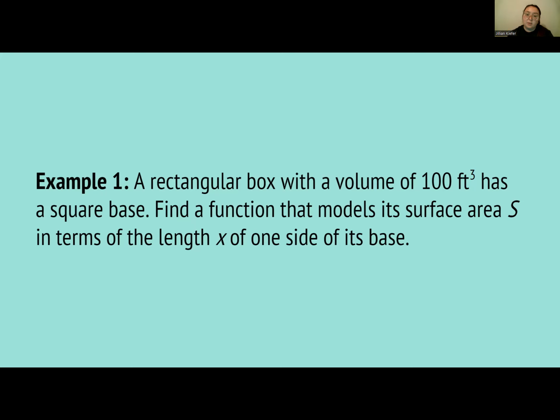One thing to remember about squares is that all sides are the same. So if we say that one side of the length of the base is X, then since it's a square, each side will also have length X. So that's one thing that we know about this problem already. And we know the volume of a box would be length times width times height. So we're going to use all this information together to go ahead and solve our problem here for our example.